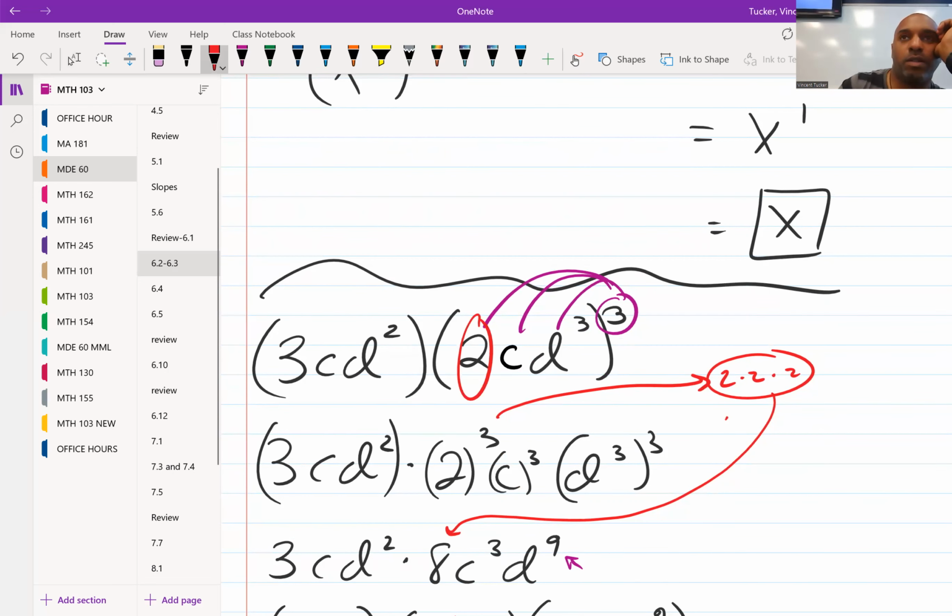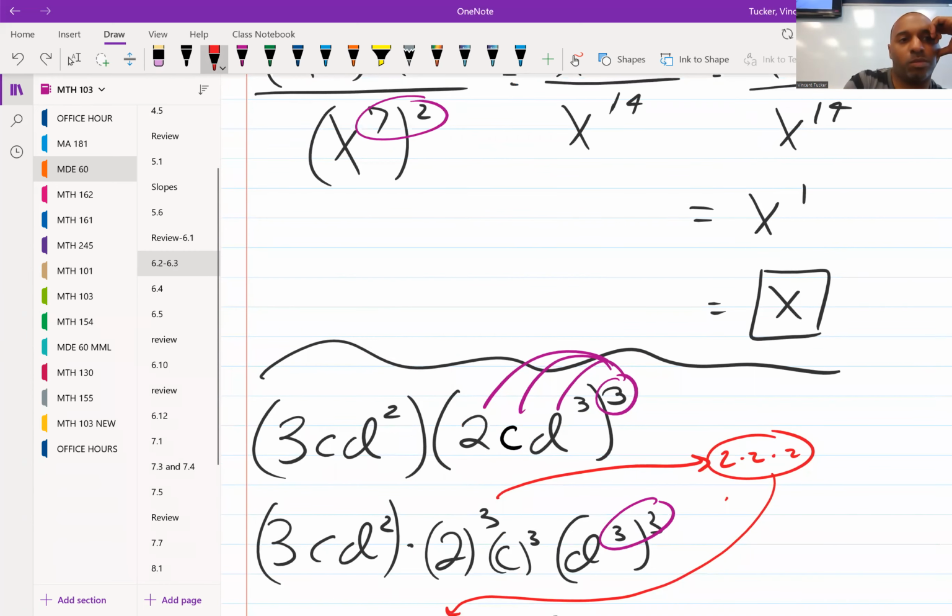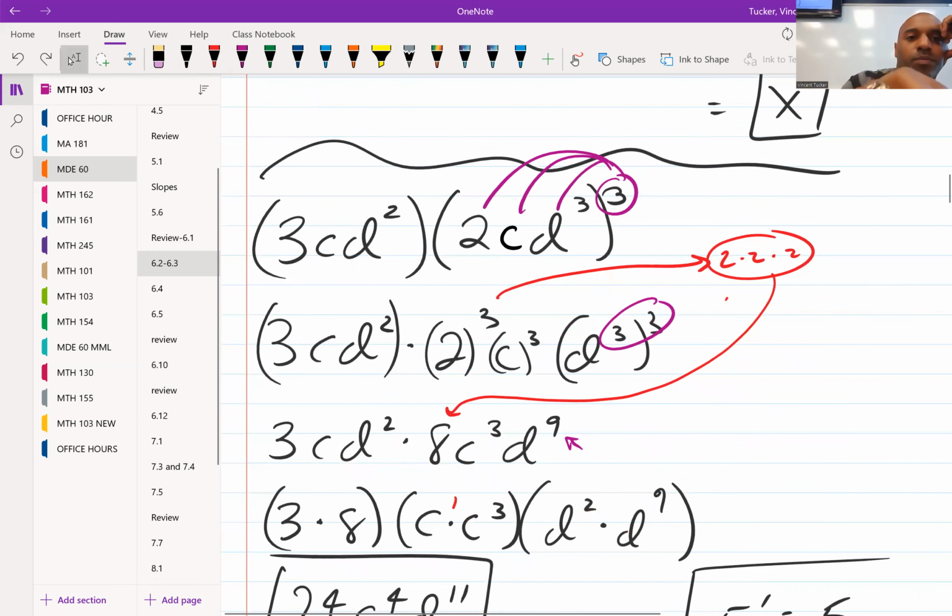This right here. Okay, well, yeah, that's the same one, right? Right there. It's just that it's being cubed by this one.